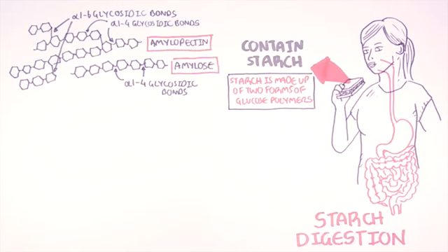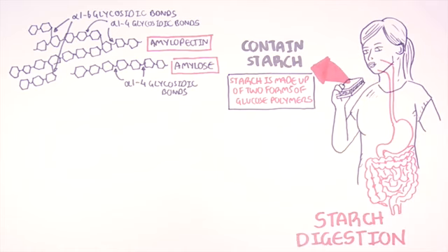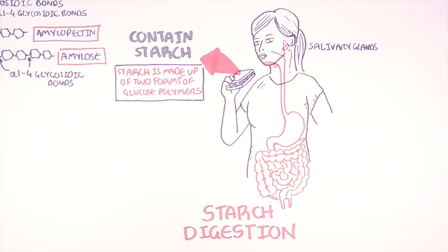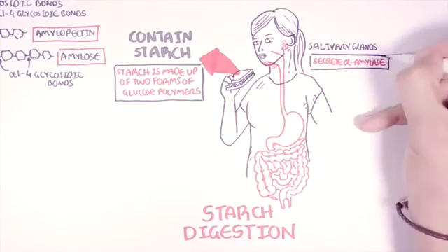So now let's see what happens when starch is ingested. What happens first is that the mouth will break down the starch, both physically and chemically. Physically by the jaws, teeth, and tongue, chemically by the salivary glands. The salivary glands secrete saliva, but also the enzyme within it called salivary alpha amylase.